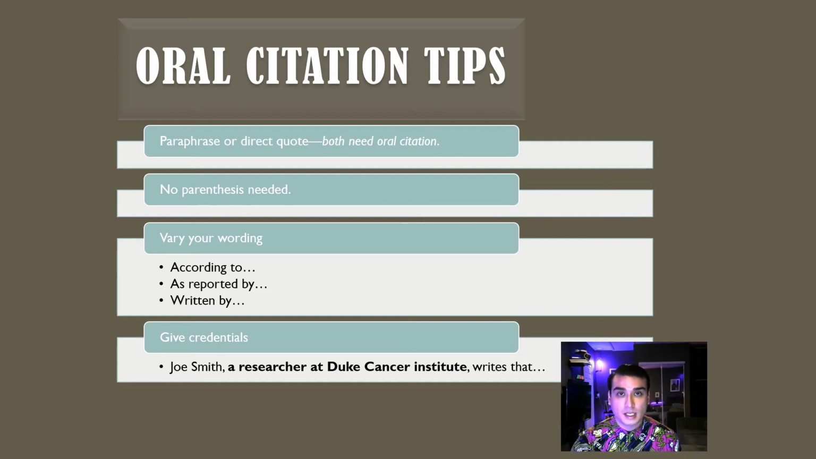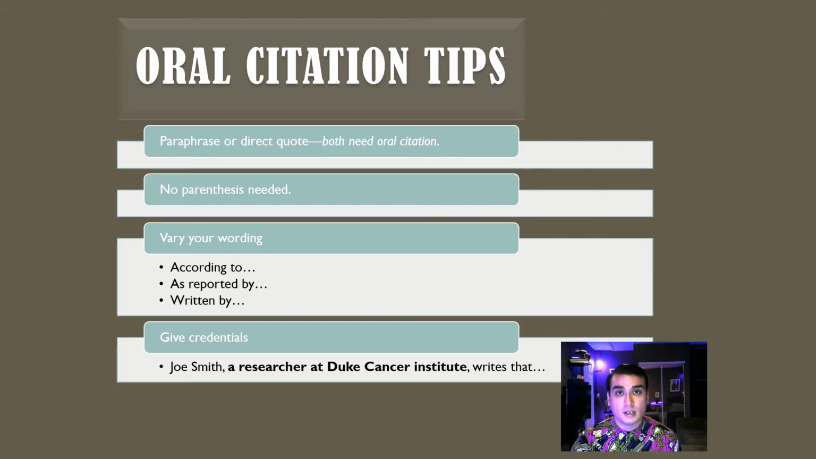Another tip that I can give you is don't worry about parentheses at the end of your oral citation. It suffices to simply include the 4 elements that we talked about in the previous slides and not include parentheses at the end. You may be used to that when you're doing MLA or APA papers, but that's not necessary for speech outlines.